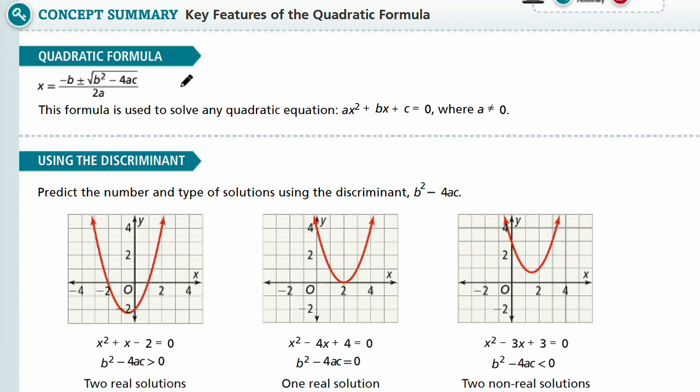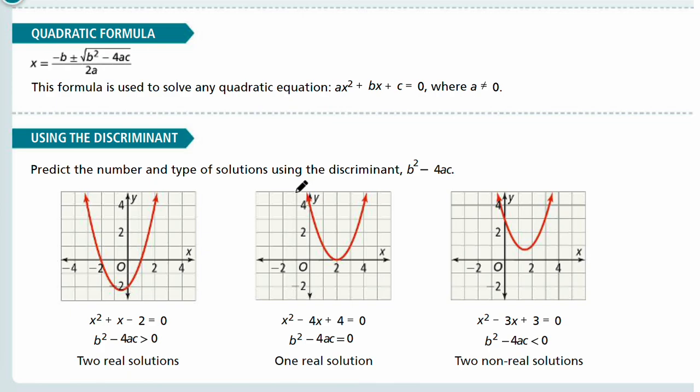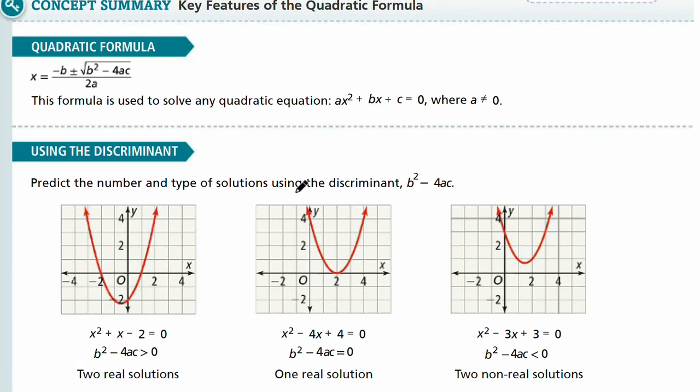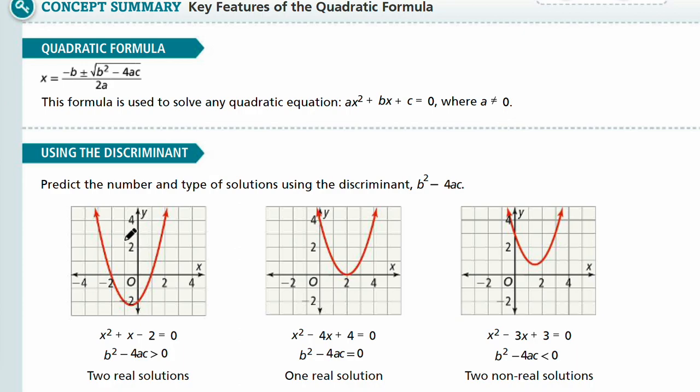So usually you're using quadratic formula for complicated equations where it's not really obvious that the solutions would be real, or if any other method doesn't work. So using the discriminant is also a very important concept. So remember that when the discriminant is positive, you have two real solutions. When discriminant is 0, you have one real solution. When discriminant is negative, then you have two non-real solutions.